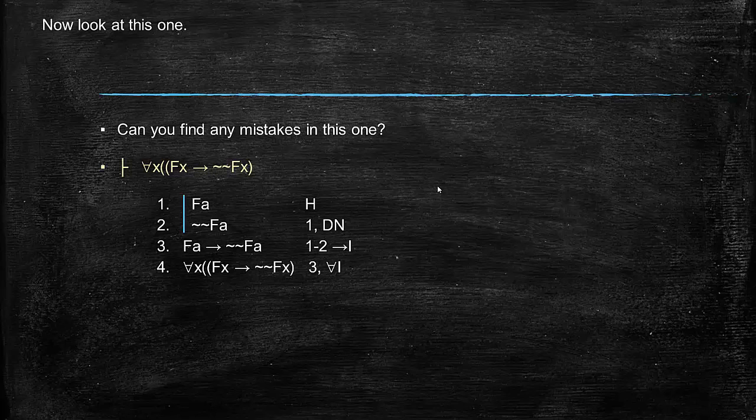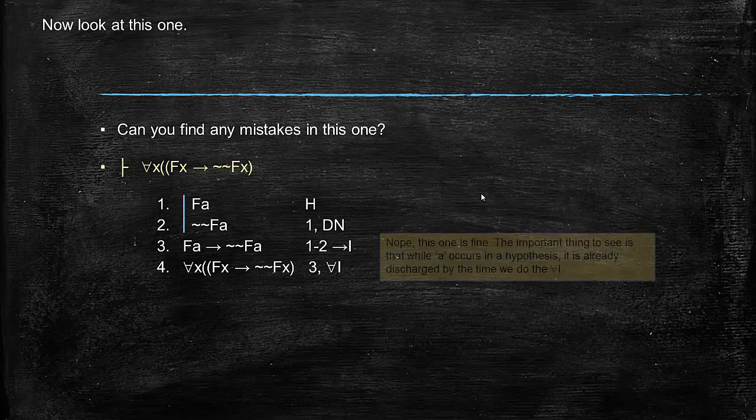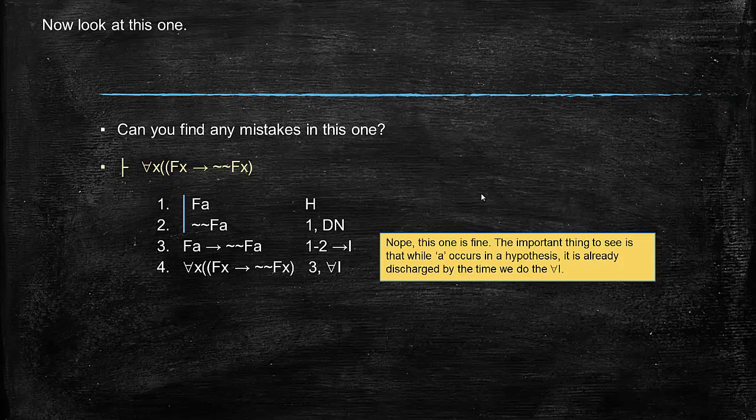Now, how about this one? Well, this one's actually just fine. There's nothing wrong with this proof at all. What have we done? Well, we've seen that we have a conditional statement here. This is a very common way of proving quantified theorems. We see a conditional statement here, and we say, I wonder if I could prove a specific instance of this and then introduce the universal quantifier, which is what we did.